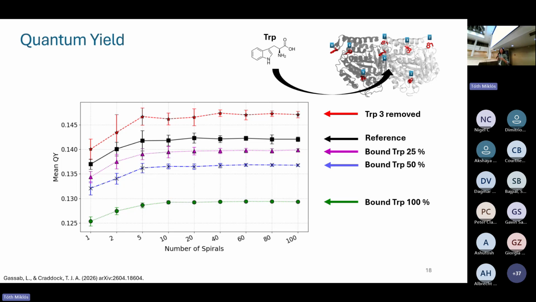So when I say 25%, it means that in my microtubule, 25% of the tubulin has a tryptophan bound to it, and 75% is normal tubulin without bound tryptophan. So 100% is just bound tryptophan to tubulin. And you can see this very high decrease in the quantum yield in theory, in our theoretical framework.